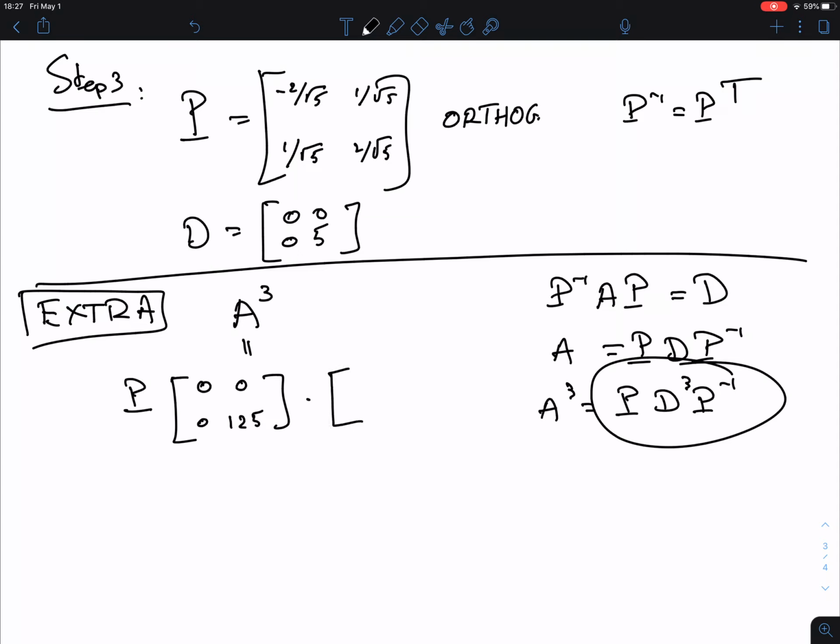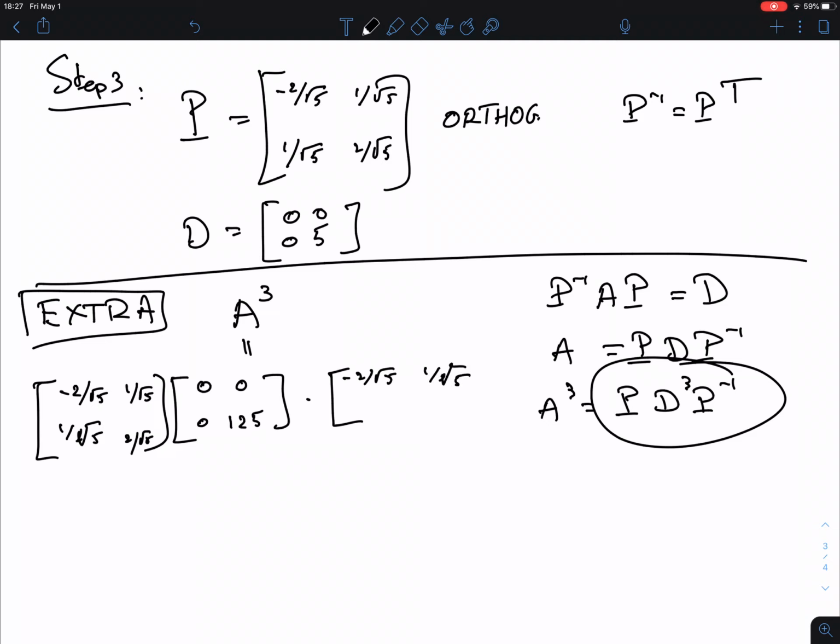So let me write out my P here too. My P here was minus 2 over radical 5, 1 over radical 5, 1 over radical 5, and 2 over radical 5. Okay, this happens to be a symmetric matrix, so if I take the transpose, it's the same as itself. But okay, that might or might not be the case. So I'm just writing down the transpose now.